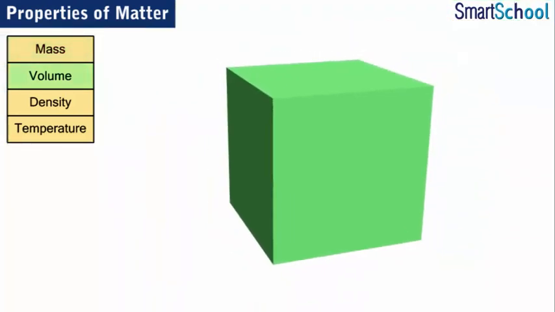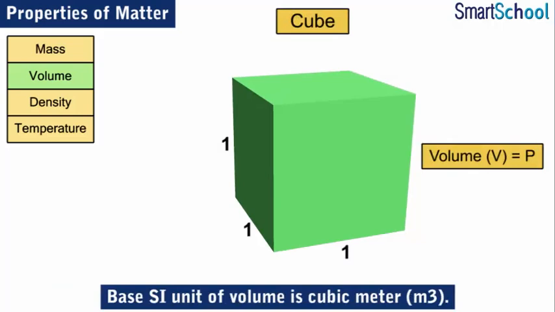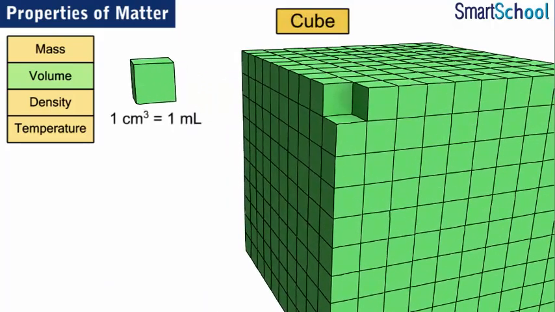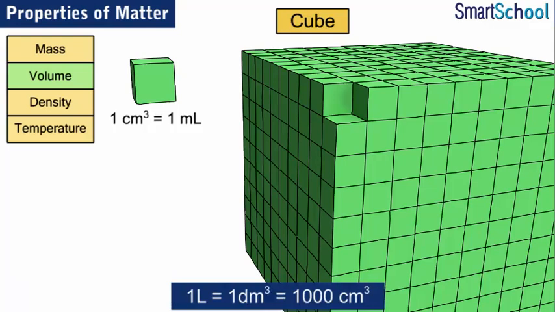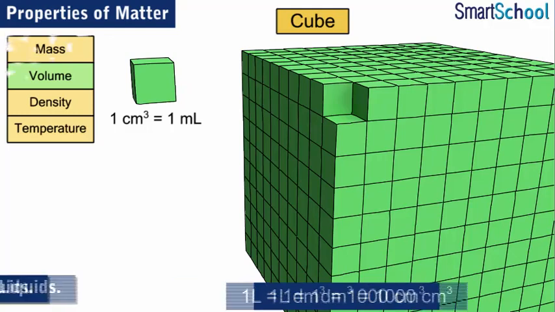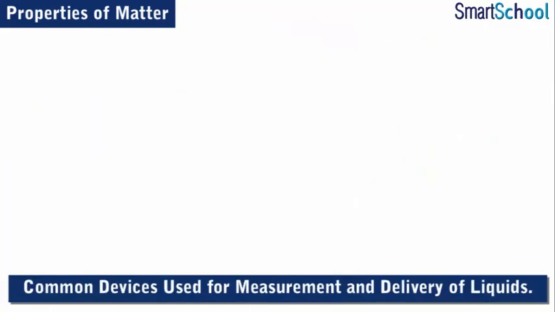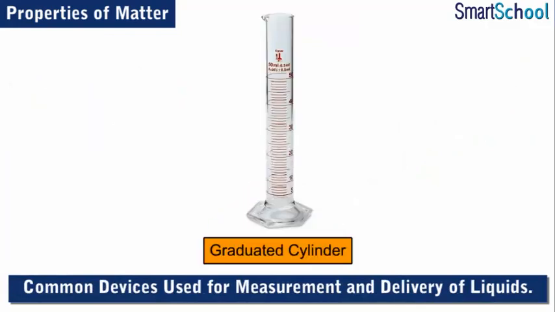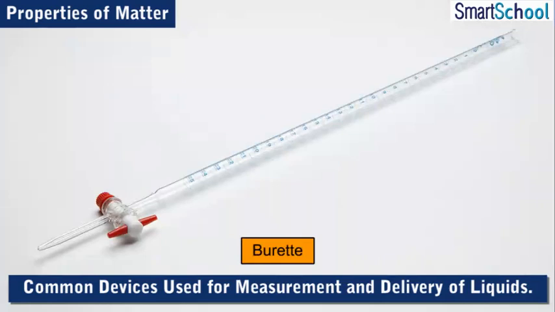Now, let's look at volume. The base SI unit of volume is cubic meter. Smaller units, such as cubic centimeters, are frequently used in chemistry. Another unit of volume that is commonly used is liter. 1 liter equals 1 cubic decimeter or 1000 cubic centimeters. Some of the common devices used to measure volume of liquids are the graduated cylinder, burette, and pipette.